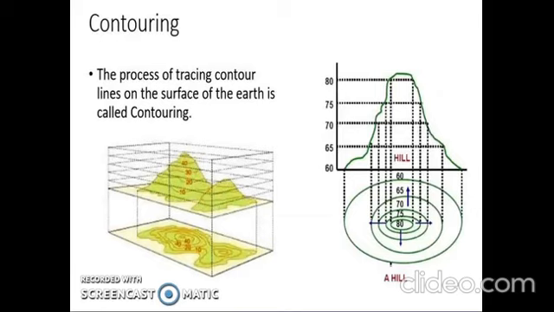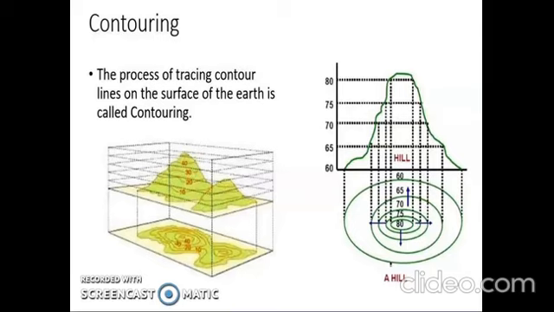Now the process of tracing the contour lines on the surface of the earth is called contouring. So the process is called contouring. The lines that are shown are called contour lines, and the final map that you receive with these lines and the process of contouring is called a contour map.